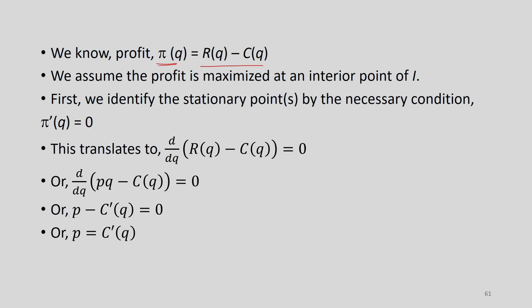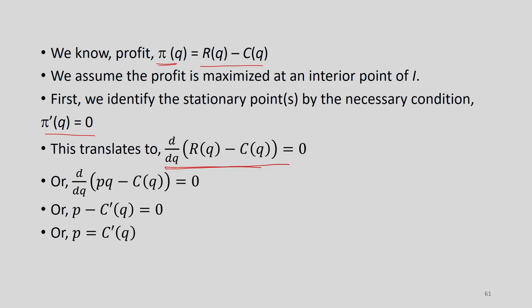First, we identify the stationary point or points by the necessary condition, that is f dash of q is equal to 0. And if we apply this condition f dash of q is equal to 0, that means I have to take this first derivative of the profit function and set that equal to 0, that is d/dq of r q minus c q will be equal to 0. This is our necessary condition.